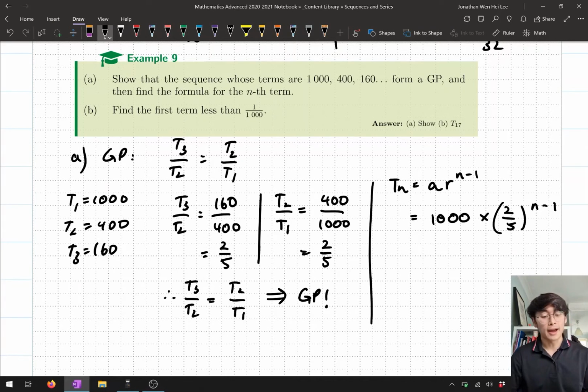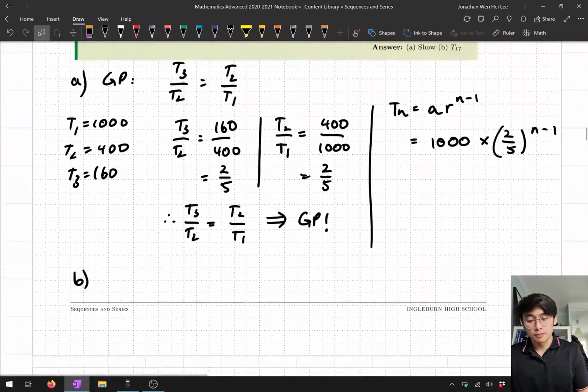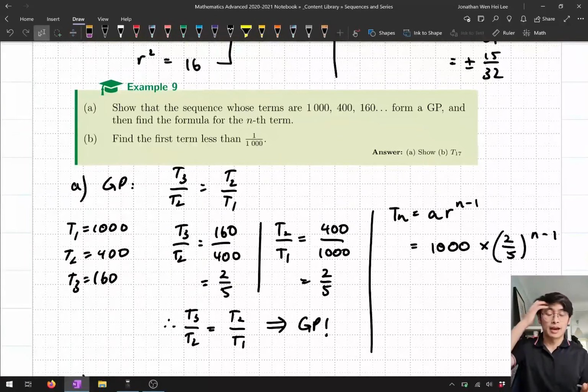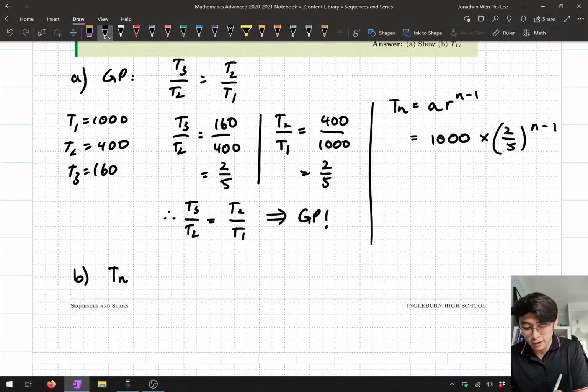So that's part A. To prove that a sequence is a geometric progression, we need to use T3 divided by T2 is equal to T2 divided by T1. Instead of subtracting, we're dividing this time. And once again, we can figure out the equation for a general term in our sequence using this formula. Okay, part B. We want to find the first term less than 1 over 1,000. So here, just like we did in the last section, we want to find Tn less than 1 over 1,000.